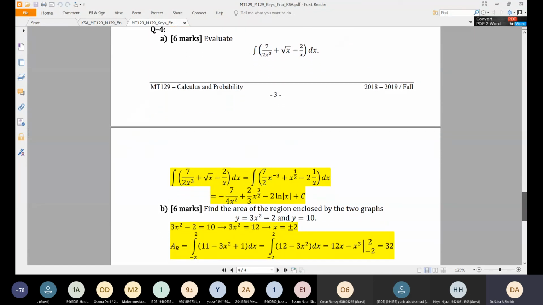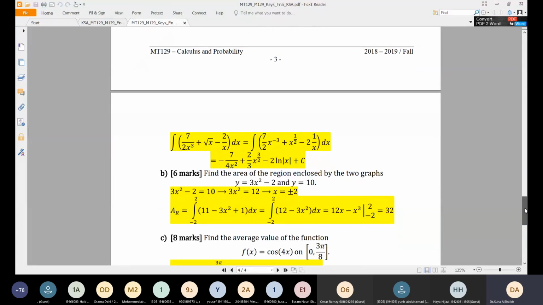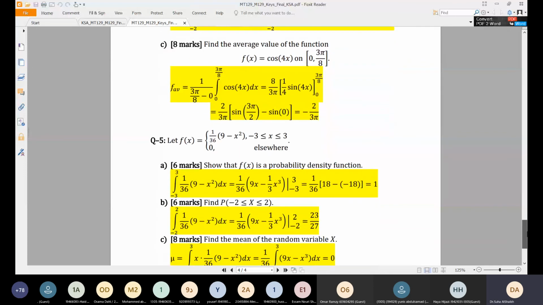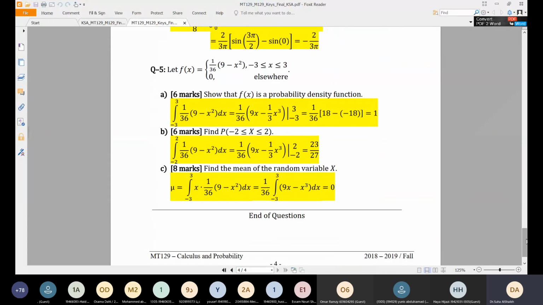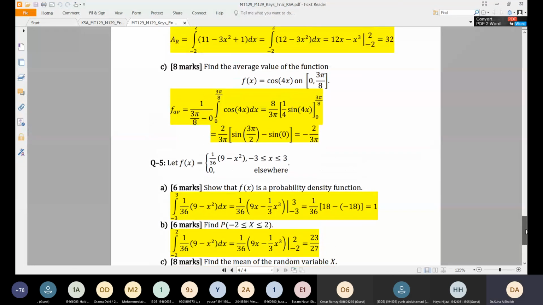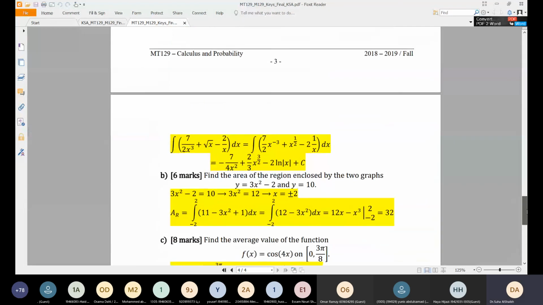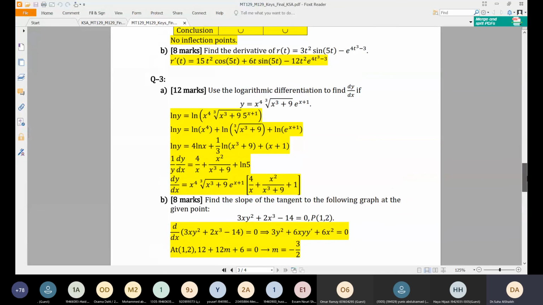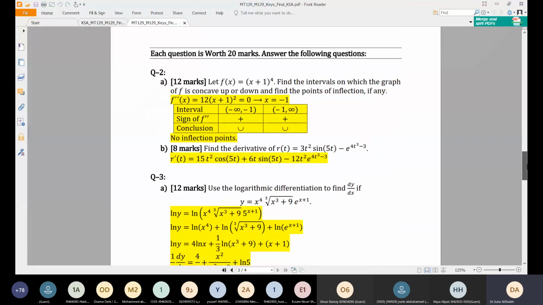You need to integrate the function. You need to find area, which is again integration. There is something called average value, which is again integration. And question 5 has the probability part, which is also an application of integration. We still haven't taken all these things. So mostly, as you can see, two questions will be on integration. One question will be on logarithms and the implicit we took today. One question will be on increasing, decreasing, inflection point and so on.